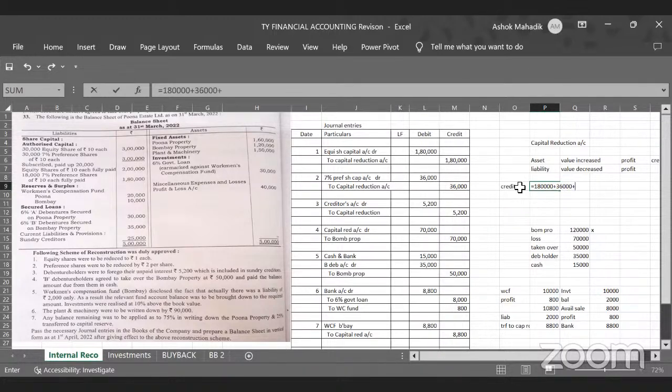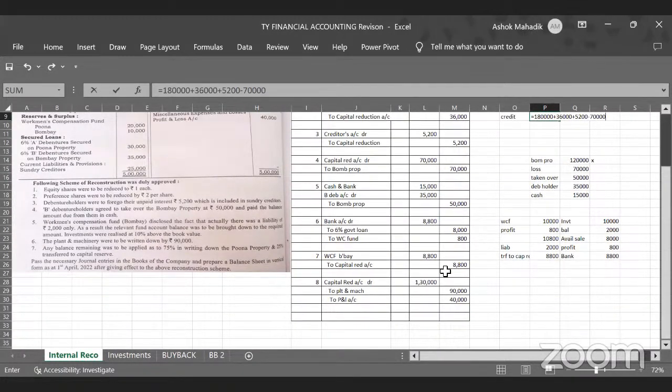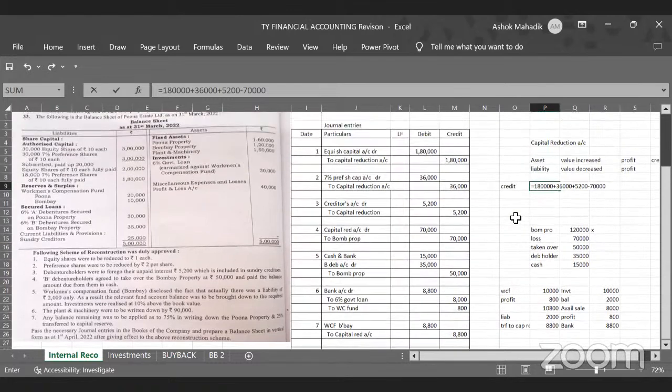Third entry again credit 5,200. In this chapter, there is no special order which you have to follow. Then in fourth entry, it is minus. Next entry, nothing is there. No loss, no gain. Sixth entry, there is no profit or loss. In seventh entry, there is a profit of 8,800.